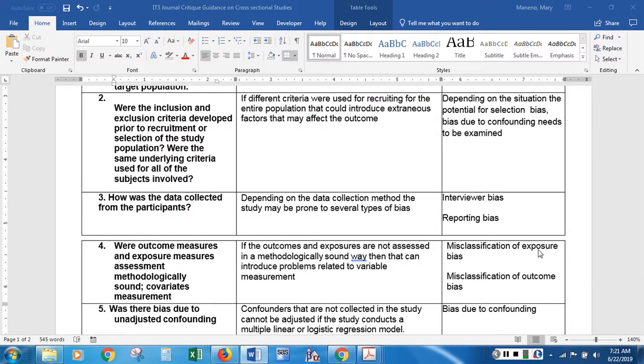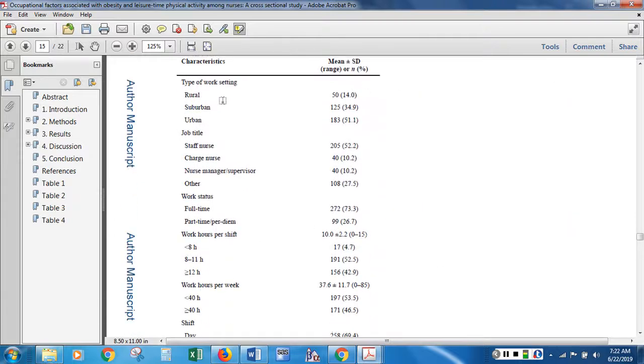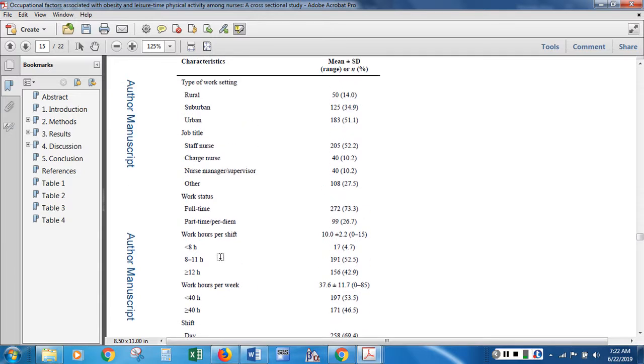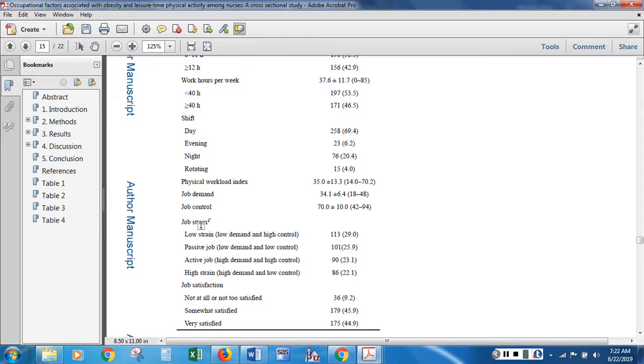So here, misclassification bias could be of the outcome, because the outcome was obesity and leisure time activity, as well as covariates. The occupational factors were more professionally related. And let's just turn back so that I can show you what some of these factors were. Type of setting, job title, or work status, how many hours per shift you work, how many hours per week. So these were more factual information, and there's no reason why somebody would potentially self-report these in an inaccurate way, because these are factual things related to their job.